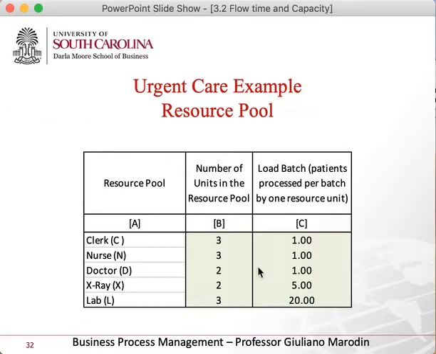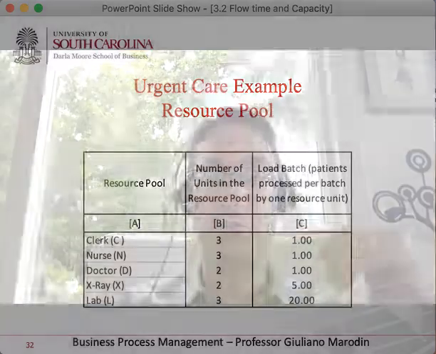And here is your pool. So in another table below, you have the resource pool: the clerk, nurse, doctor, X-ray, or lab. Here is how many people you have, not you need, you have, currently in your system. And here's the load batch. So load batch is very important. If you forget about that, you're going to miss a lot of capacity.